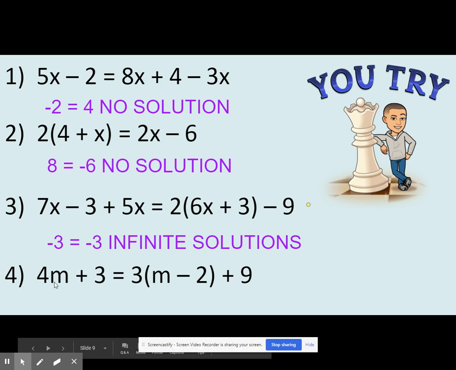And then your last one, 4m plus 3, you can't do anything with that, so you bring that down, equals 3 times m is 3m. 3 times -2 is -6, and then bring down your +9. Combine your -6 plus 9, which gives you 3. And then you end up with 4m plus 3 equals 3m plus 3.